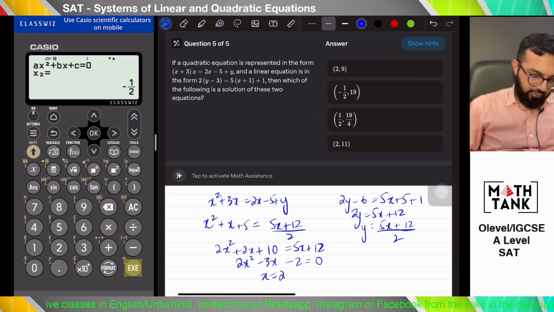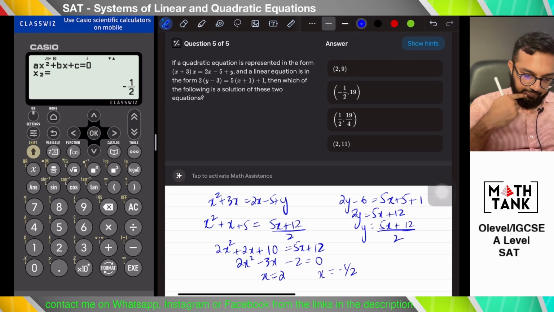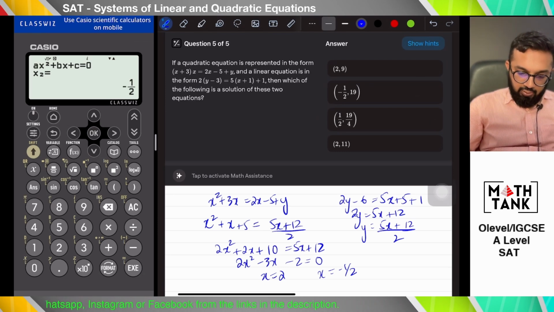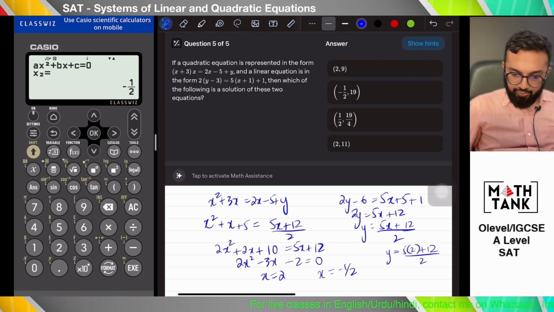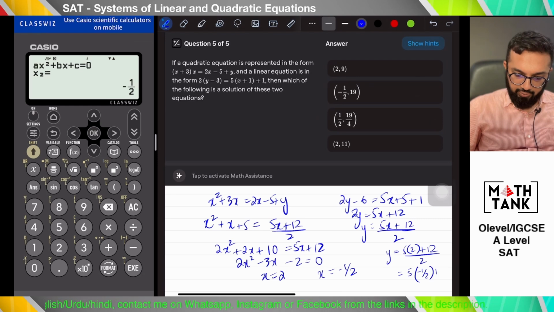2, minus half. Okay, so both are answer options. I'll have to do the y as well. So y is 5 times 2 plus 12 divided by 2. That's about 22 divided by 2. That should be 11. No, that's not working out. Let's check if the other one works out.